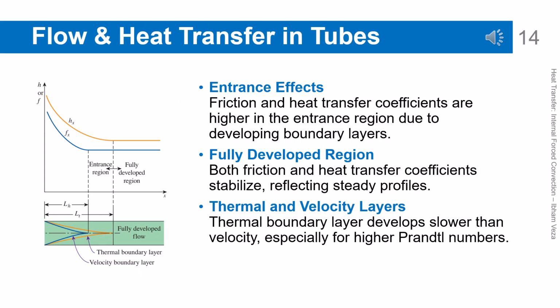Flow and heat transfer in tubes. In the entrance region, the friction factor and the heat transfer coefficient are higher. This is caused by the development of velocity and thermal boundary layers that are not yet fully established. After the fully developed condition is reached, both coefficients become constant. For fluids with high Prandtl numbers, the thermal boundary layer develops more slowly than the velocity boundary layer. This behavior strongly influences the design of the effective pipe length.